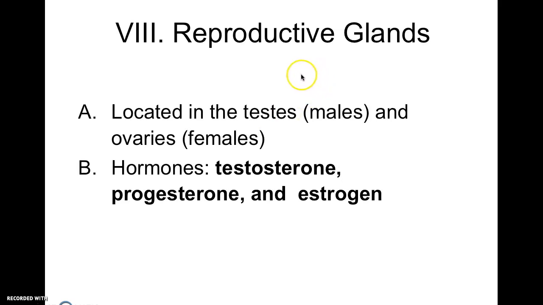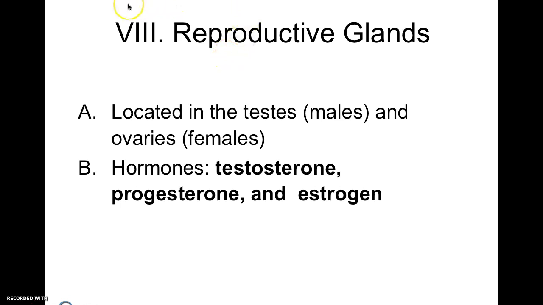Reproductive glands are located in the testes for males and the ovaries for females. The hormones would be testosterone, progesterone, and estrogen. This system, guys, this gland is the first one to go. So if your diet isn't right or anything else, the pituitary gland is going to stop your reproduction. You don't need to reproduce, right? We don't need to worry about that because we've got other things to worry about.